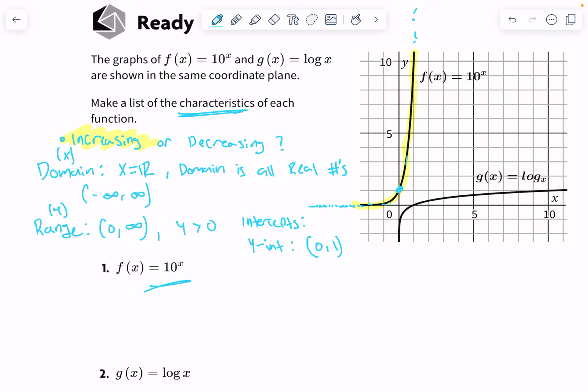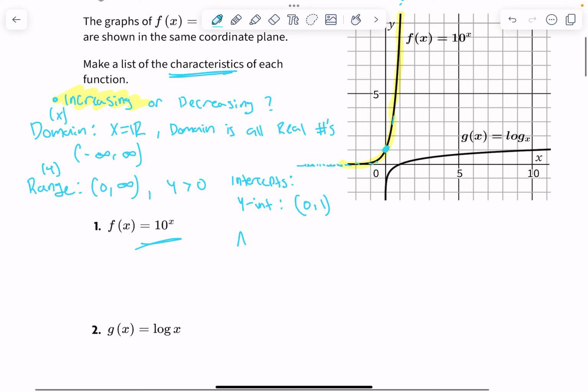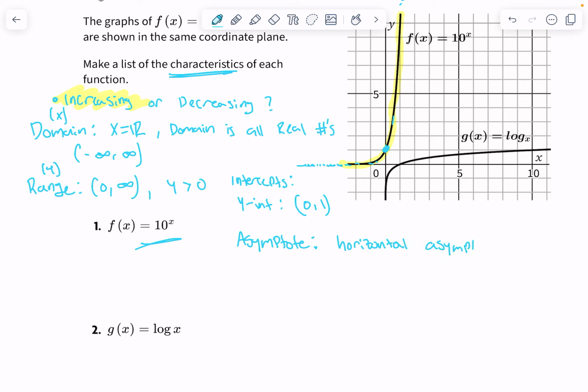Now let's talk about asymptotes. There's a horizontal asymptote at this right here. This is the line, the imaginary line. There's an asymptote there, so that is y equals 0. This is y equals 0.